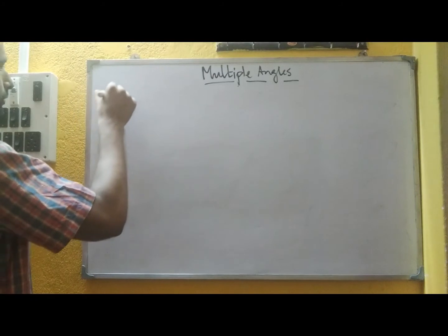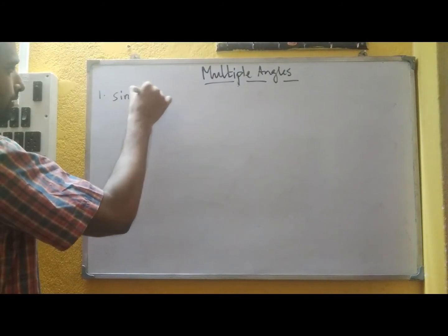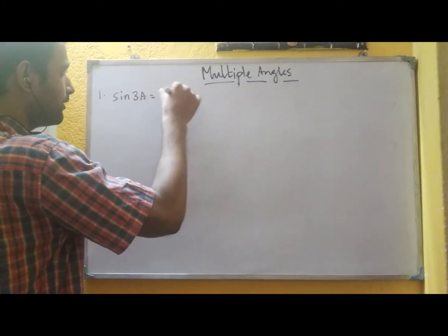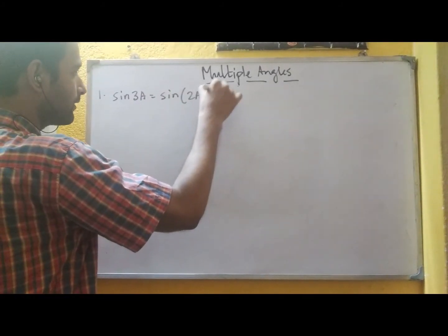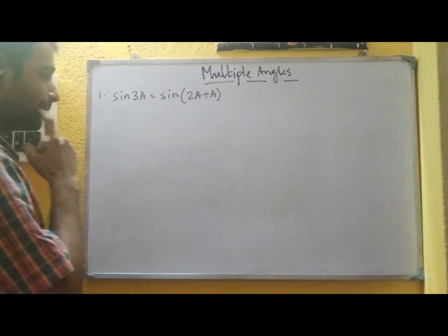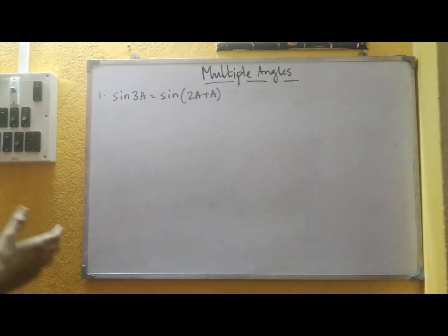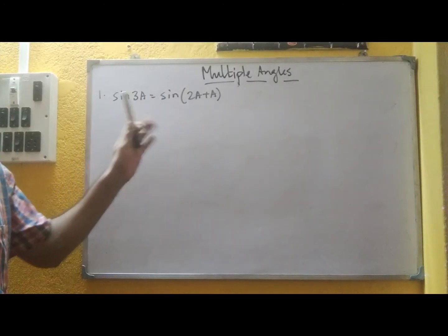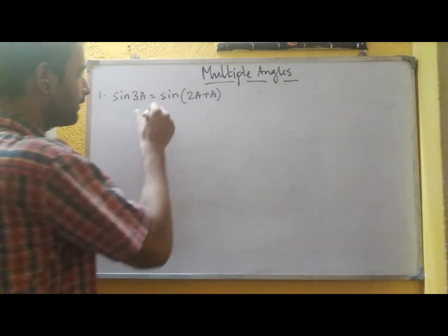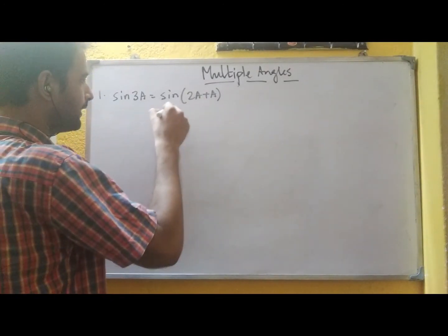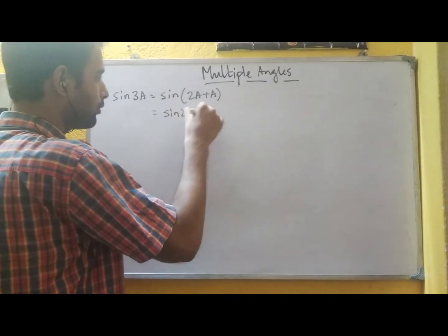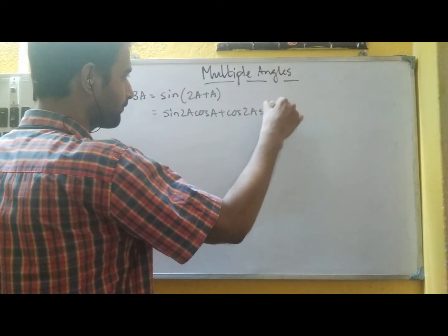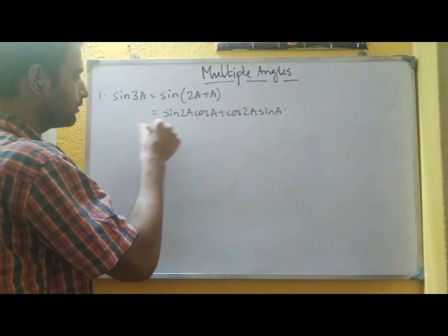So the first one is with sine 3A, and as we know the formula of sine 2A now, we can write it as sine (2A plus A). And always remember, for 3A we have to express the formula in the same function. So if it is sine 3A, then we have to express it completely in sine. So we can write the formula of sine (2A plus A) as sine 2A cos A plus cos 2A sine A.